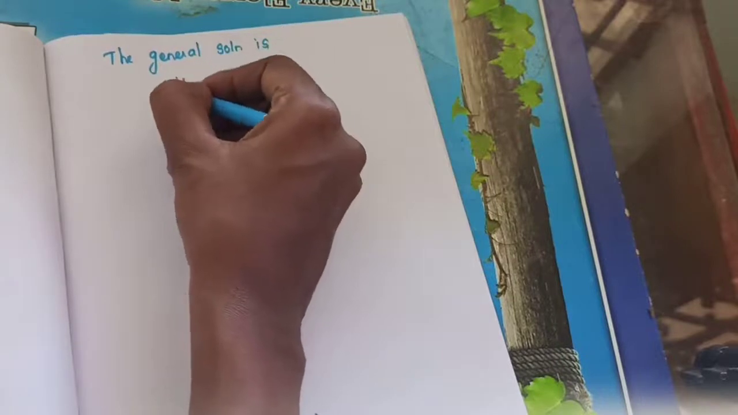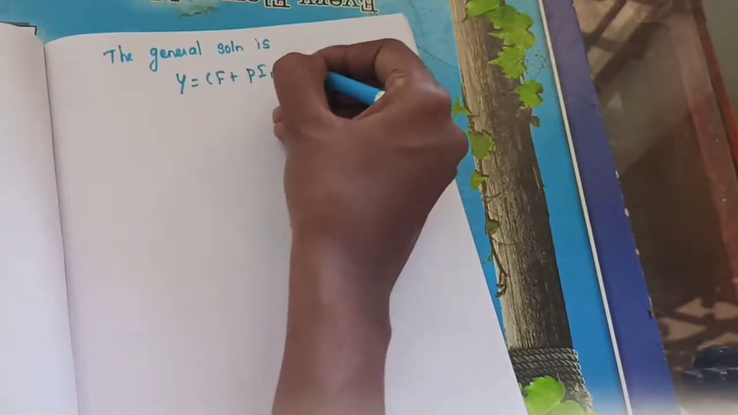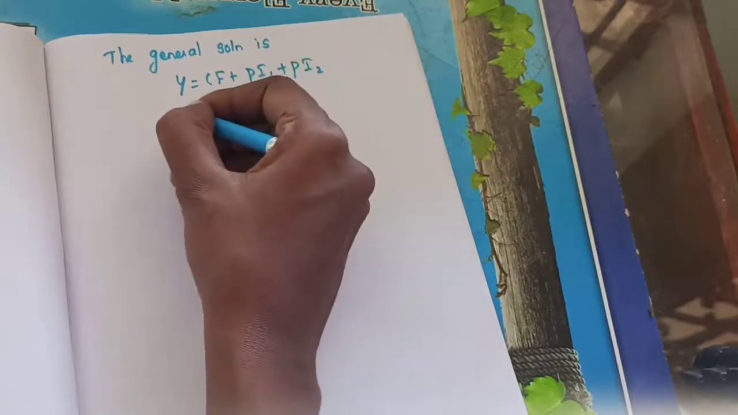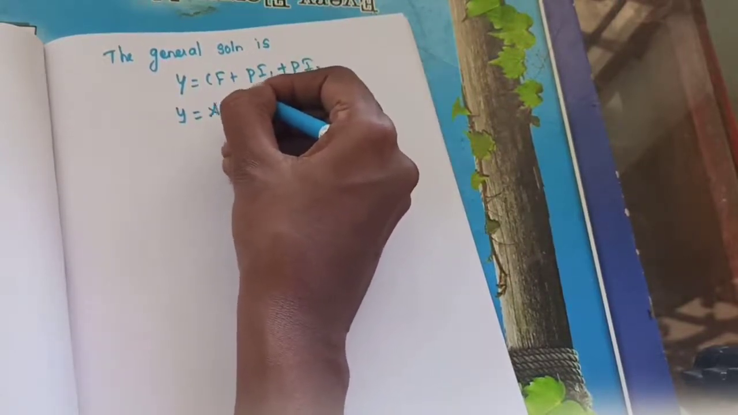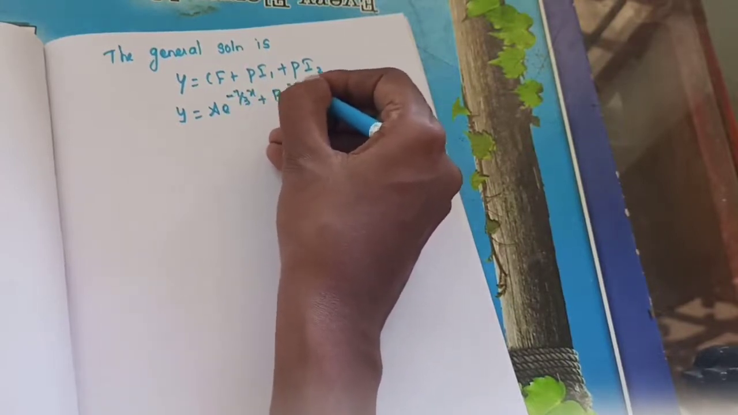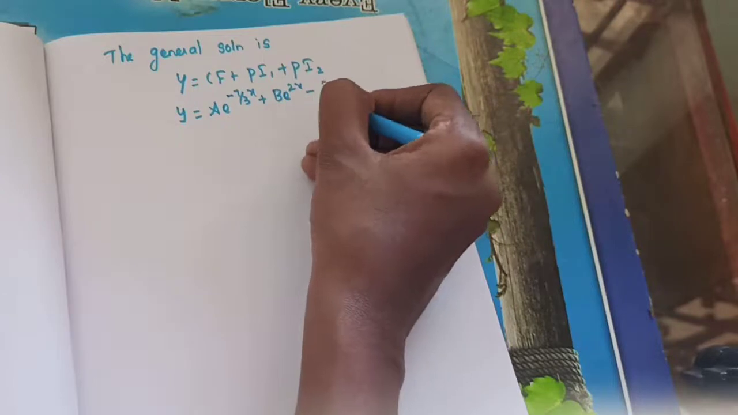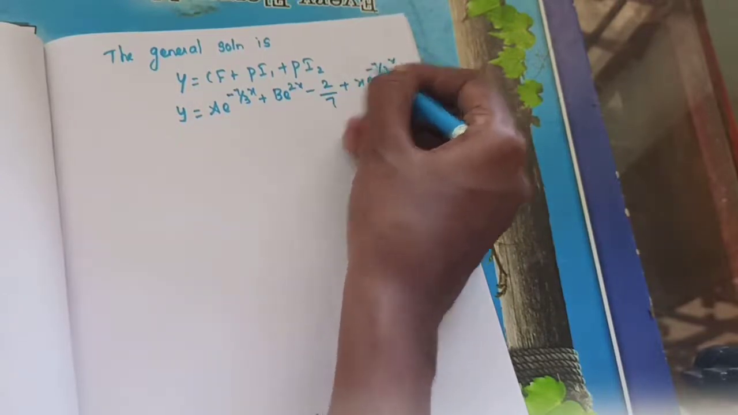Y is equal to CF plus PI1 plus PI2. Y is equal to A e power minus 7 by 3 into x plus B e power 2x minus 2 by 7 plus x e power minus 7 by 3 into x.